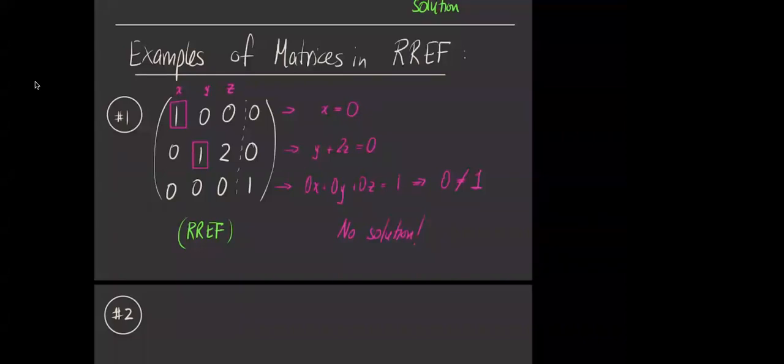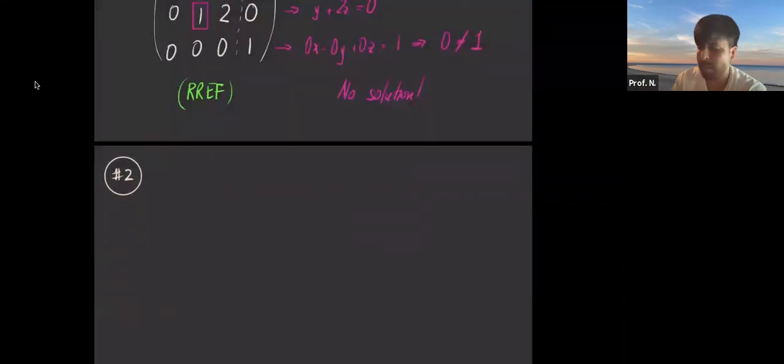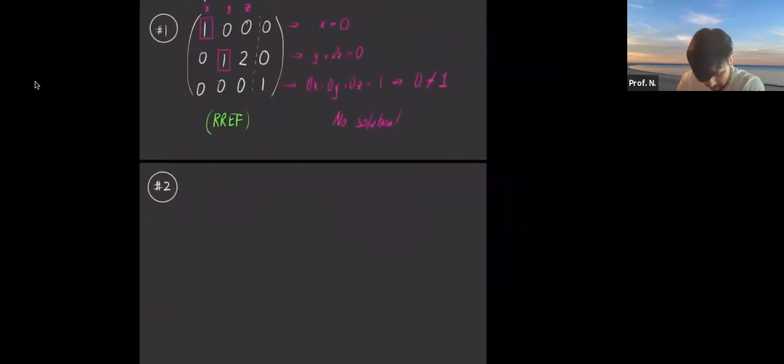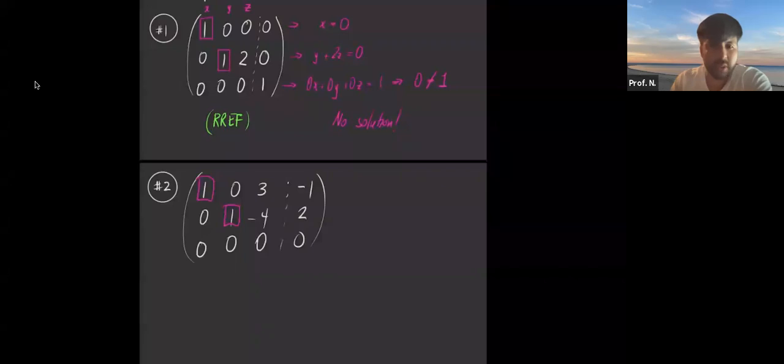Okay, yes. So this is all about getting more experience, more exposure to this. Again, we're just starting little by little. So I'll give you another one. I'll give you one that is like this: 1, 0, 0, 0, 1, 0, 3, -4, 0, -1, 2, 0. So this is another example of row reduced echelon form. Why?